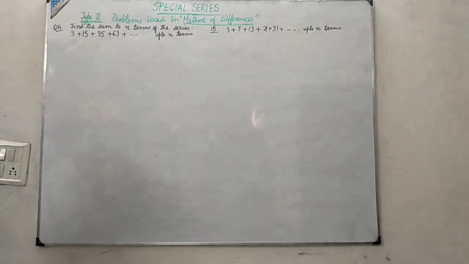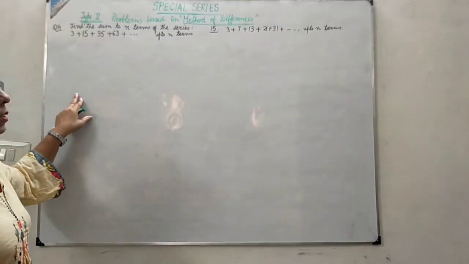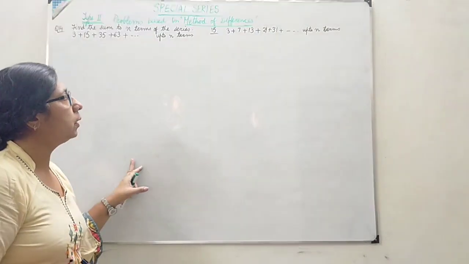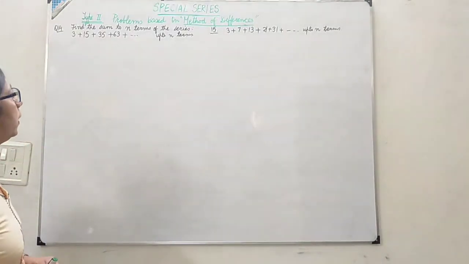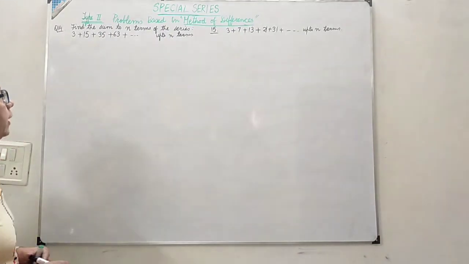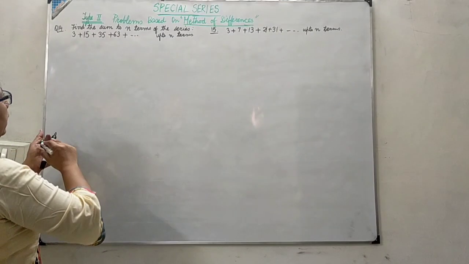Dear students, in the previous videos we have all discussed the type 1 questions that were problems based on sigma n square, sigma n cube. Now there are some series which are not directly based on those formulae. We can see some examples over here.